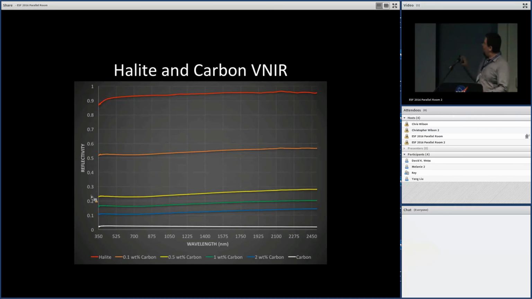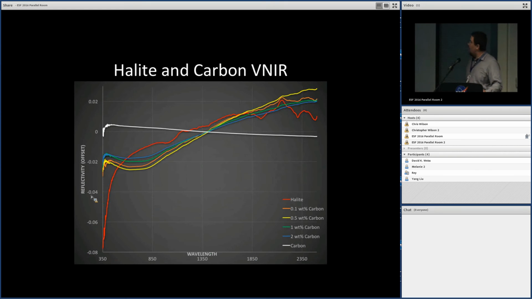And sure enough, we get our very pure halite here, and it's got a reflectance of 0.9 to 0.95. You add 0.1 weight% carbon, you cut it in half, more or less. 0.2 drops it down to about 0.25. 1 weight% carbon is a little bit lower. 2 weight% carbon, and then this is just pure carbon that we stuck underneath there. So this is not at all surprising. You would expect the more absorbers to follow some sort of logarithmic law, asymptotically approaching the end member down here at the bottom.